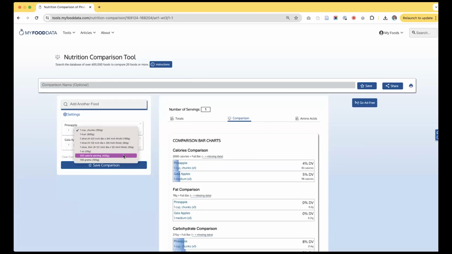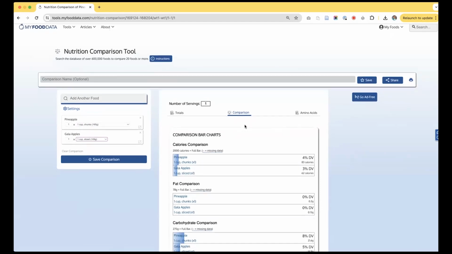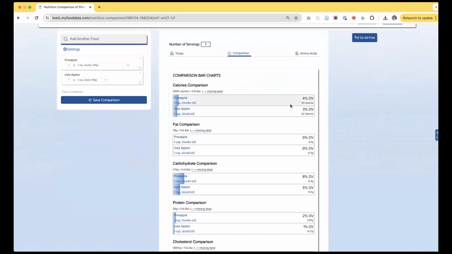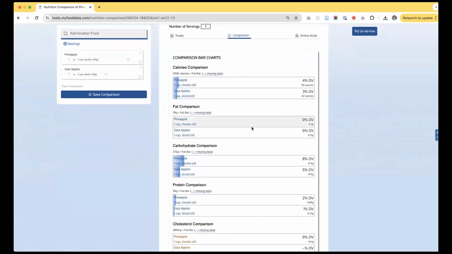So if it's two fruits, then maybe comparing 1 cup might be great. But just note if you're comparing lettuce, something that's very light, to something heavier like potatoes, you might want to make the unit something like cups and not weight amount. So like 100 grams of lettuce would be like 10 cups of lettuce, where 100 grams of potatoes is like not even half a potato. So just keep that in mind.